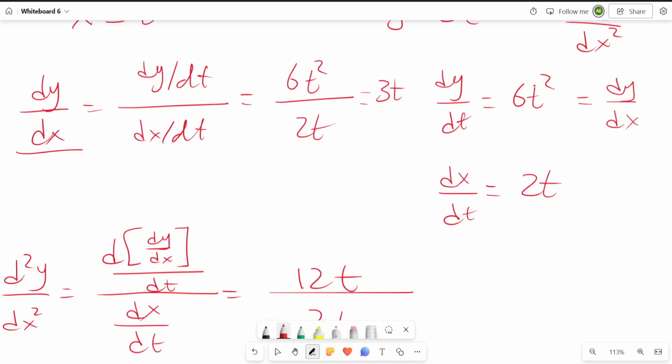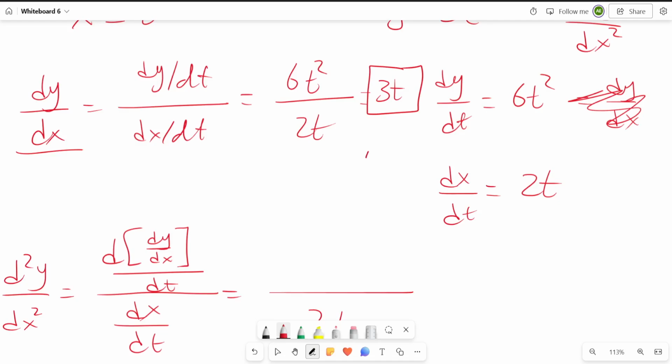No, this is dy. No, it's not here. dy by dx is 3t. So this part over here should be the differentiation of dy by dx, differentiation of dy by dx with respect to t.